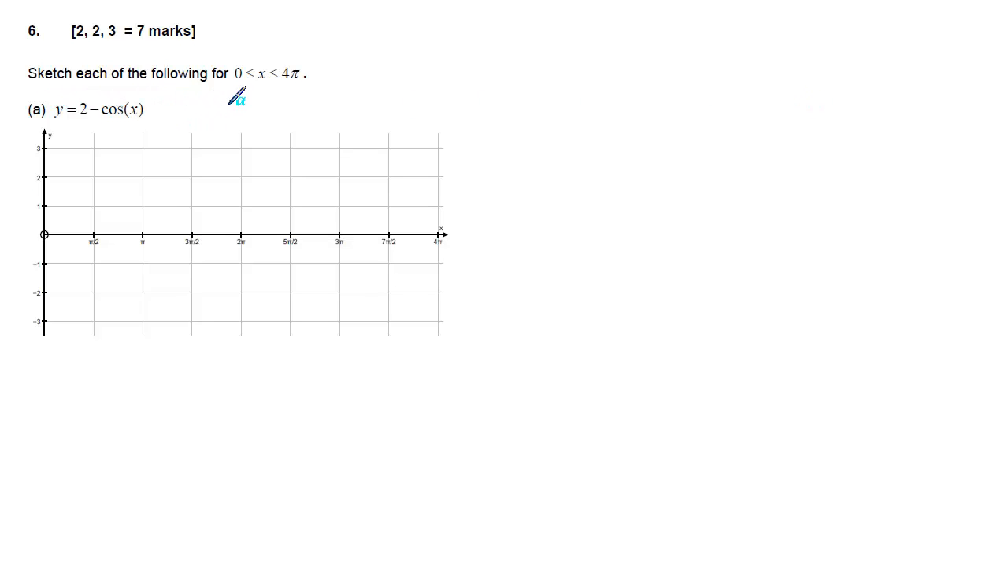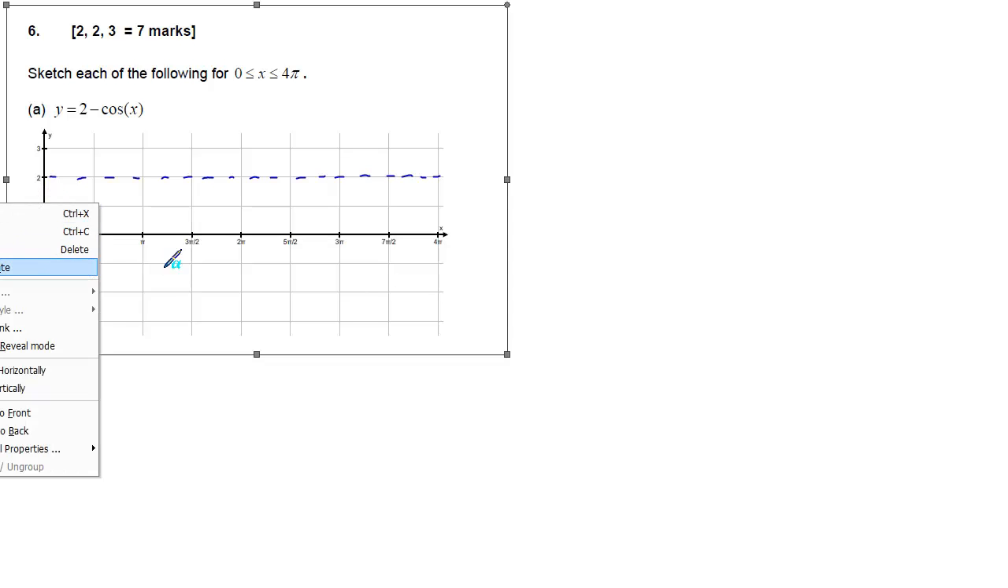Sketch each of the following for x between 0 and 4 pi, and the first one is 2 minus cos x. Well, straight away that tells me that y equals 2 will be the mean line for this graph. Cos of 0 is 1. So 2 take away 1 is 1, so it's going to start just here.